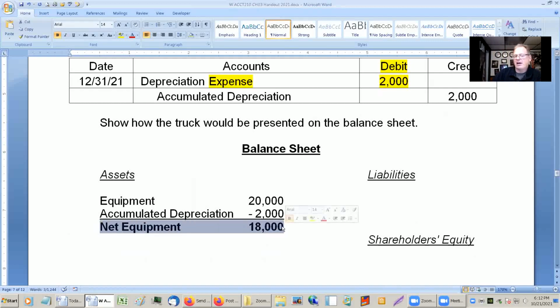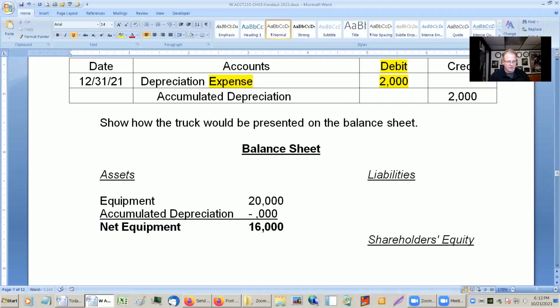Every year we're going to knock that down. So that will be for the first year, right? Exactly. And this is what it would look like in the second year. In the second year, this would be 4,000, and this would be 16,000. Keep going down until you get to 10 years, where it'd be 20,000, and that would be worth zero.